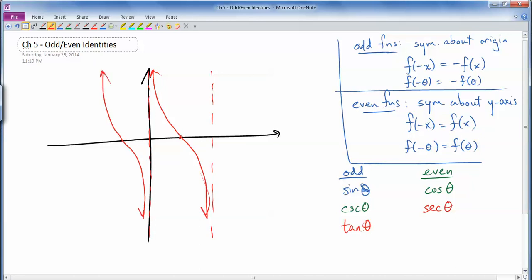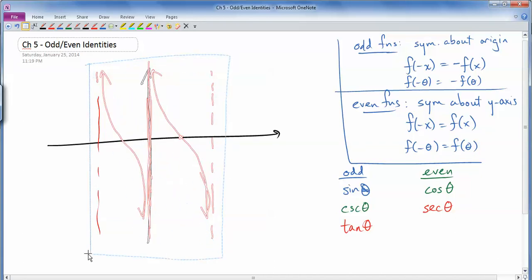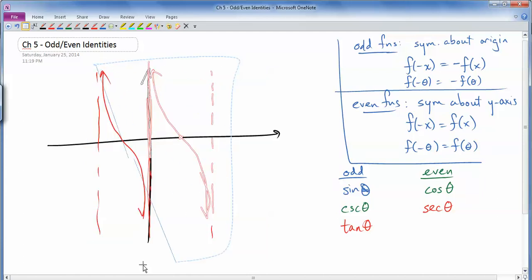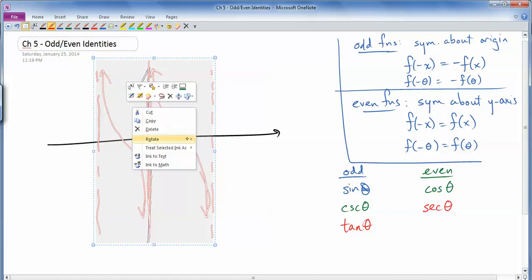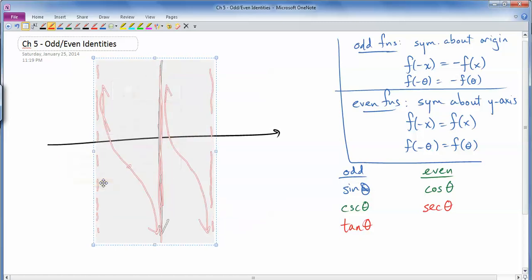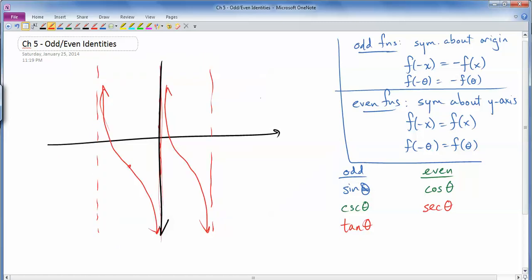You might not be able to tell what kind of symmetry this is. It's definitely not just reflected across this axis here. But if I flip this thing horizontally, and then I flip it vertically, you might be able to tell you get the same exact picture back. And flipping horizontally and flipping vertically is the same thing as rotating by 180 degrees. So that means that it's also symmetric about the origin. So cotan theta also goes in the odd category.